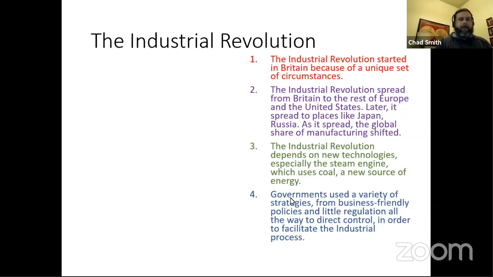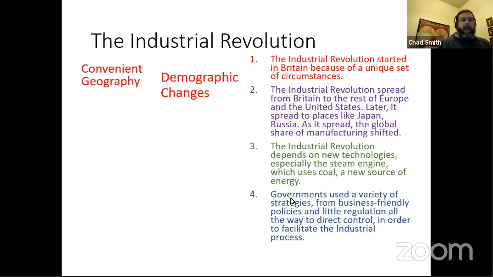Okay, let's come up with some evidence here. The Industrial Revolution started in Britain because of a unique set of circumstances. We talked about convenient geographies such as coal fields and iron and timber. We also talked about rivers and canals and access to waterways. We talked about demographic changes such as increased population and the process of urbanization.